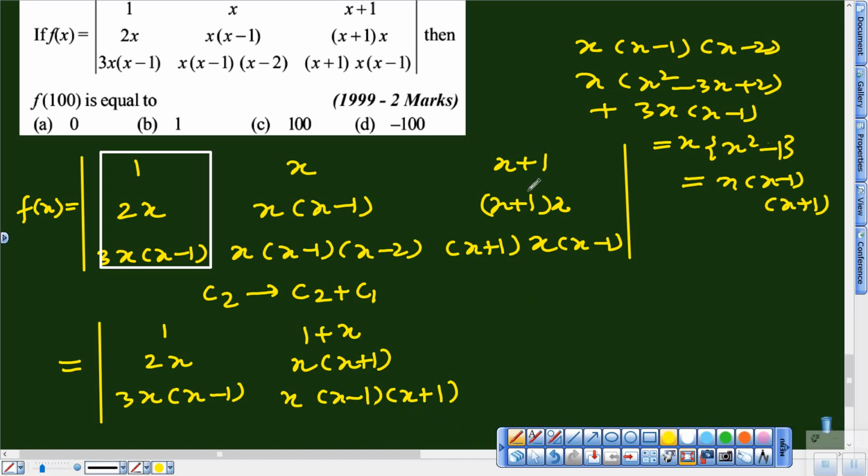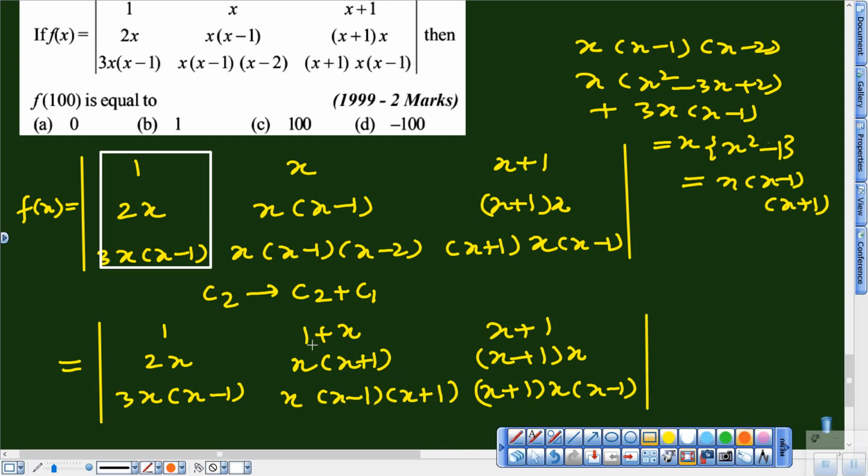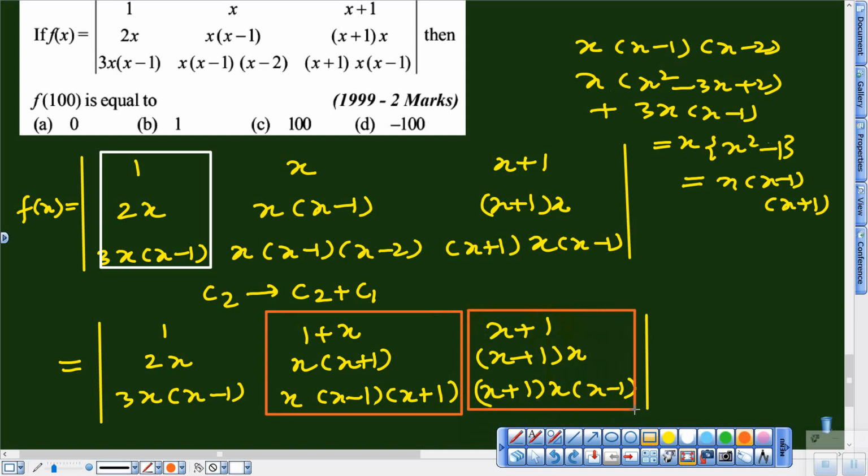Right? And third column I am copying simply. Third column I am copying, and the third column is x plus 1 into x and x plus 1 into x minus 1. Now, you can see something happening. What? You can see that column 2 and column 3 are absolutely identical: x plus 1, x minus 1, x plus 1, x minus 1, which are identical.